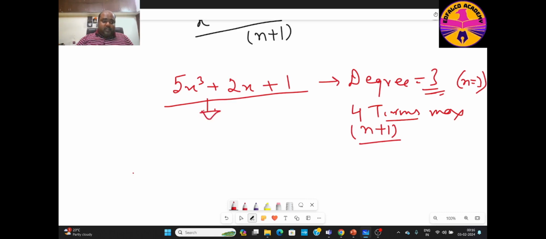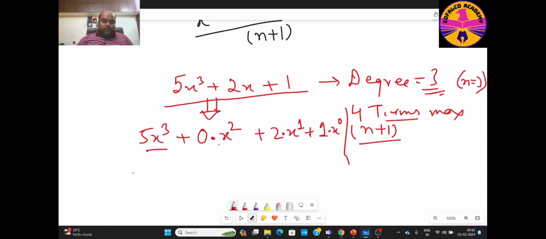So this expression is nothing but 5x cubed plus the x square term, which is missing, meaning it is getting multiplied with 0 x square. Obviously 0 into x square is nothing but 0. That's why it doesn't appear here. The coefficient of x square is basically 0, which is why it has been omitted from this expression. And then it is 2 into x to the power 1 plus 1 into x to the power 0. So there are 4 terms as per our understanding. A maximum of 4 terms are possible, but this term is omitted because it has a coefficient of 0, and therefore it doesn't appear in the final expression.